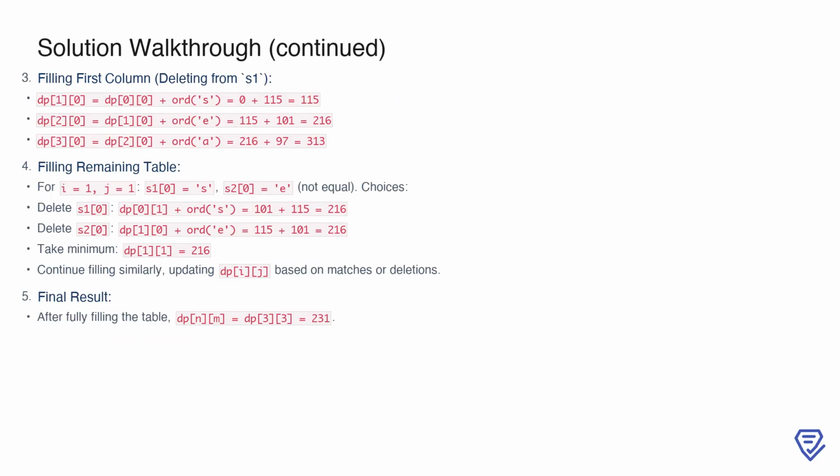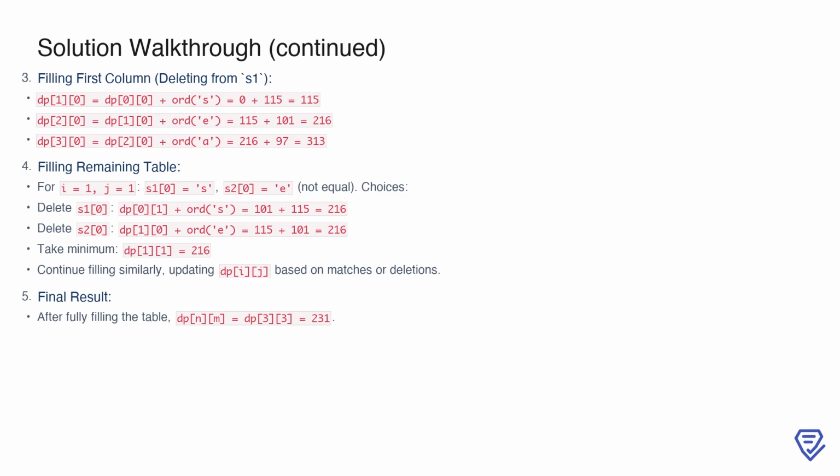Next, we populate the first column of the DP table, which accounts for the cost of deleting characters from s1 to reach an empty string. Deleting s, for instance, incurs an ASCII value cost of 115, followed by adding the ASCII value of e to get 216, and then adding the value of a to arrive at 313. With the first row and column initialized, we begin filling the rest of the table.